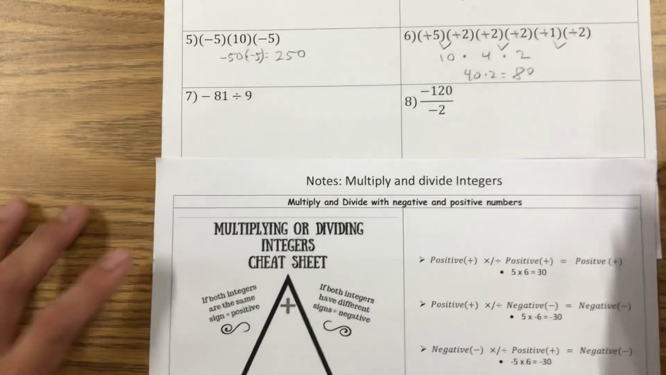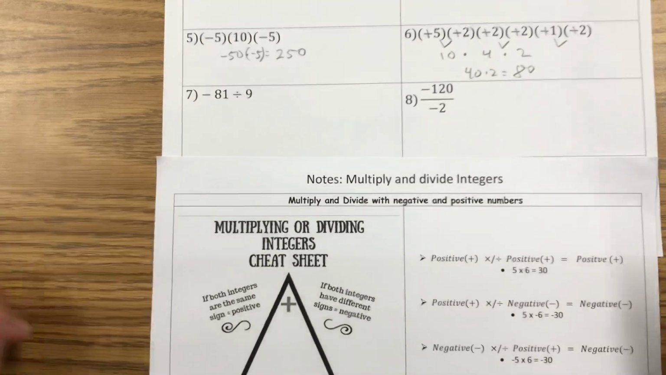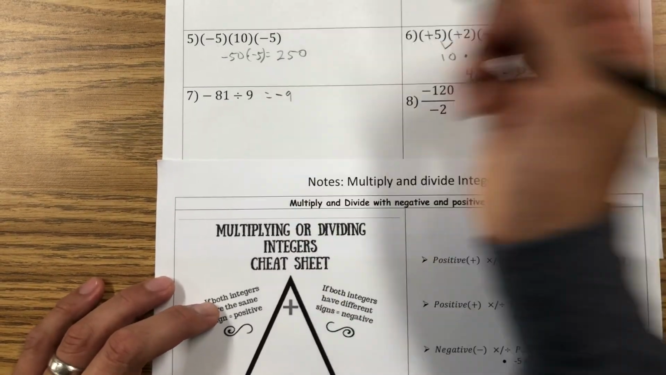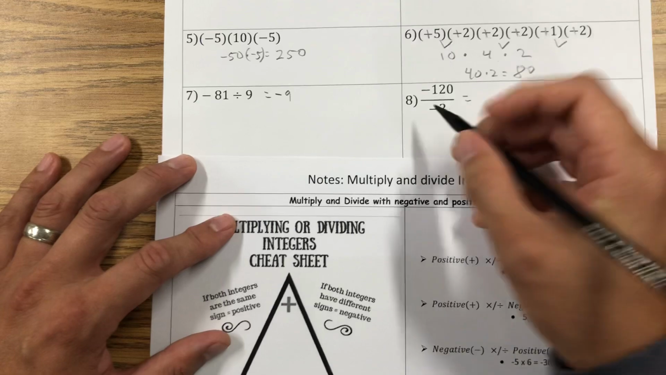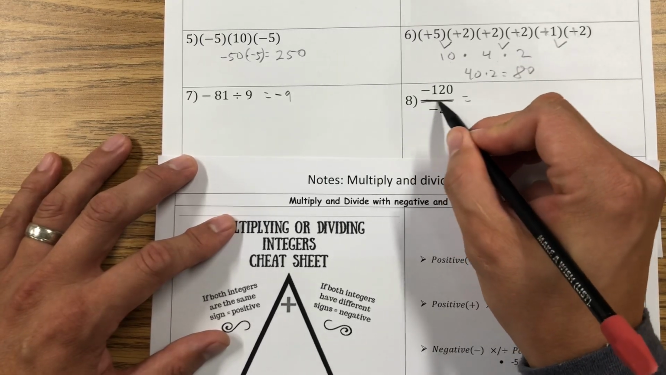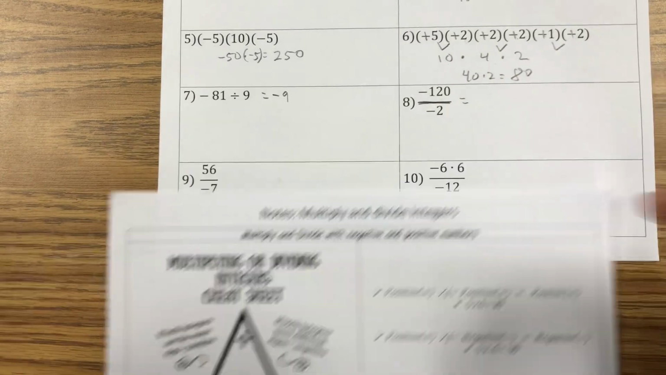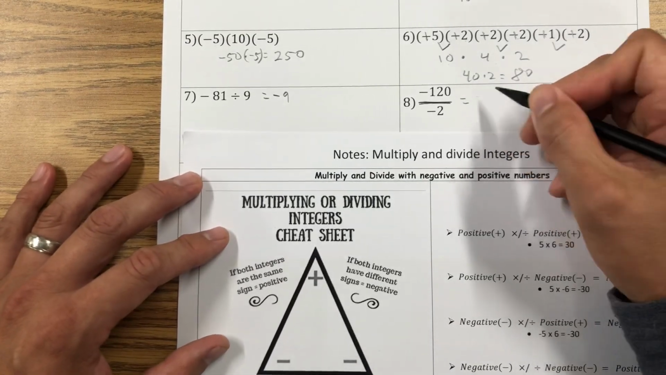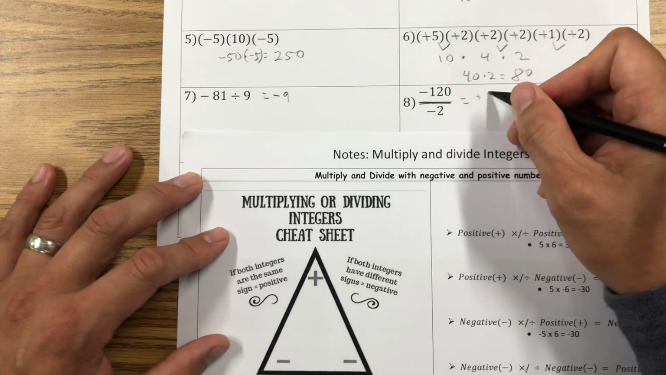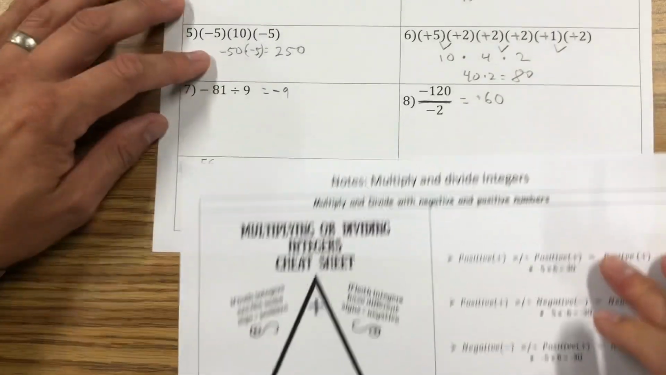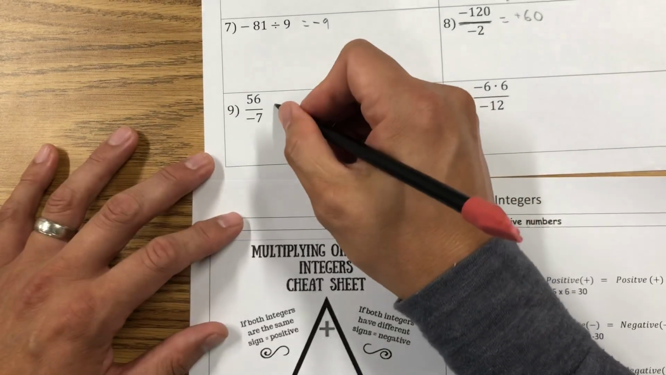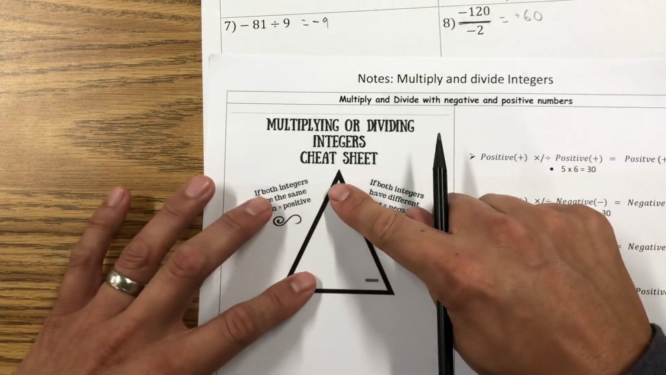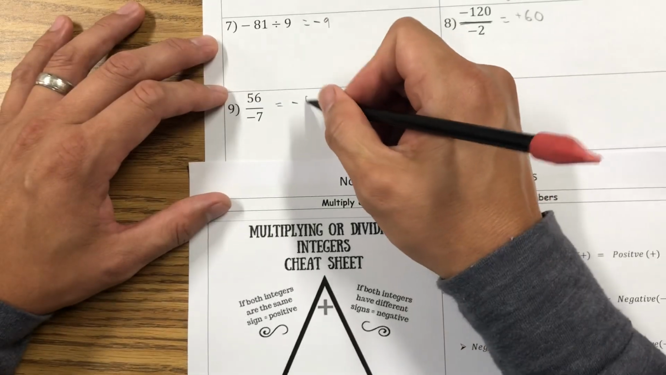Okay, number 7. Now, divide works the exact same way. Just use the triangle. So negative. This will give me a negative 9. Always put the negative first. By the way, this also means divide. I know it's a fraction line. It also means divide. Use the triangle. I know it's a positive. You can write a little positive symbol there if you want to, but you don't need to. 60. Number 9. Again, this is going to be a negative because I'm just using the triangle. So it's a negative 8.